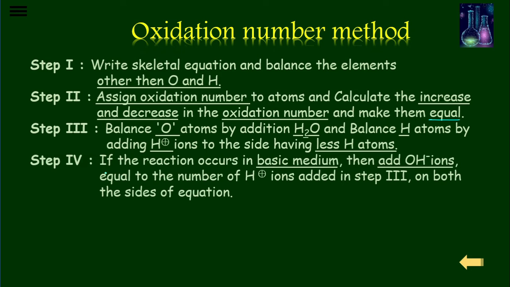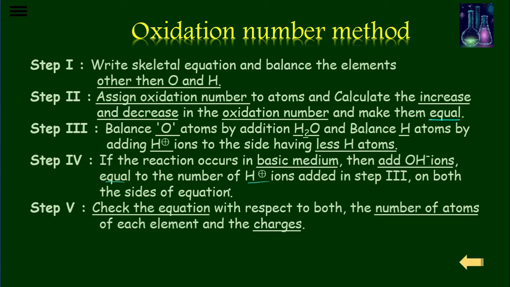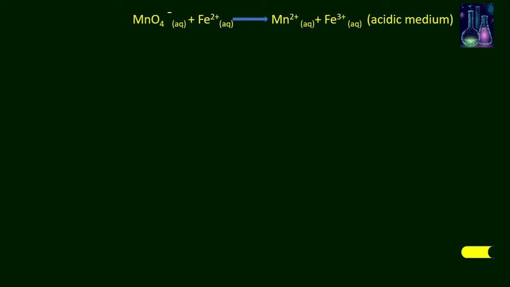Step 4. If the reaction occurs in basic medium, then add OH minus ions equal to the number of H plus ions in step 3 on both the sides of the equation. And step 5. Check the equation with respect to both the number of atoms of each element and the charges. So now let's move on to an example and apply these steps to balance a redox reaction.